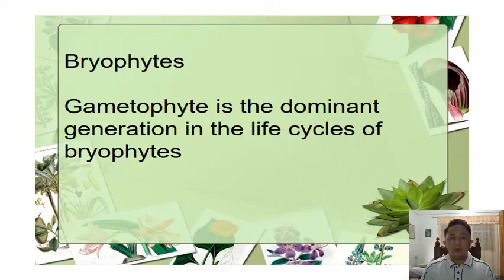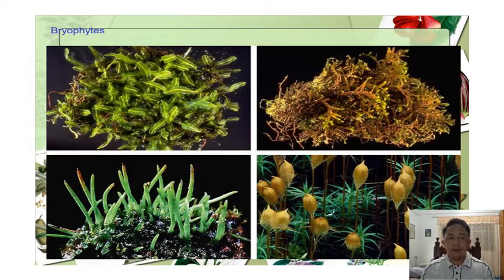Going back to the bryophytes, one of the dominant generations in the life cycle of a bryophyte is the presence of gametophytes. These are the male and female structures, or male sperm and female egg, that when they combine will produce a new plant. The next slide shows pictures of bryophytes.